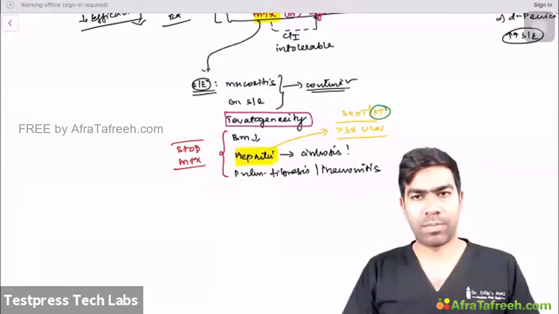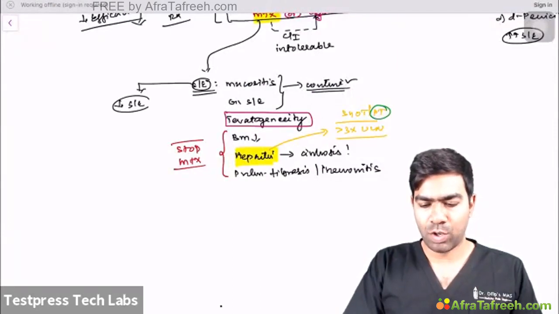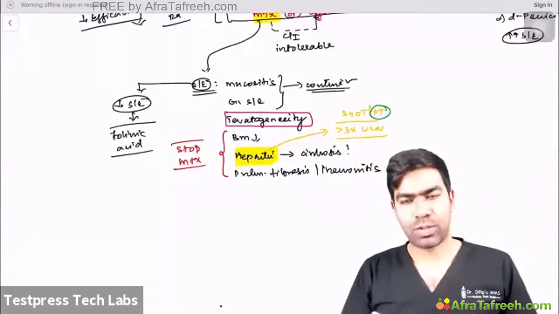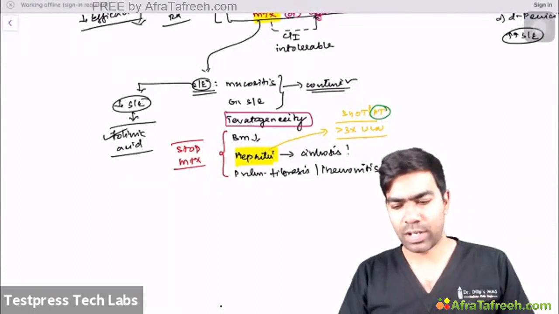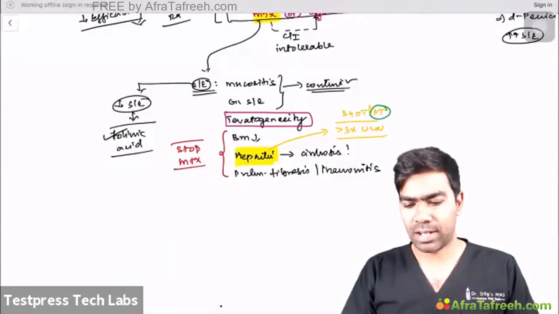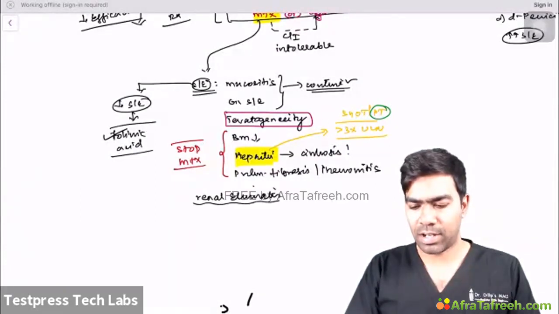And to reduce the side effects, you know very well that this drug can be given with a compound called folinic acid. That's called folinic acid rescue. So you can give methotrexate along with folinic acid to reduce the side effects. That's a very important question in the exam as well. And apart from that, methotrexate is renally eliminated, so you have to be very careful in the setting of renal failure and do dose adjustments.